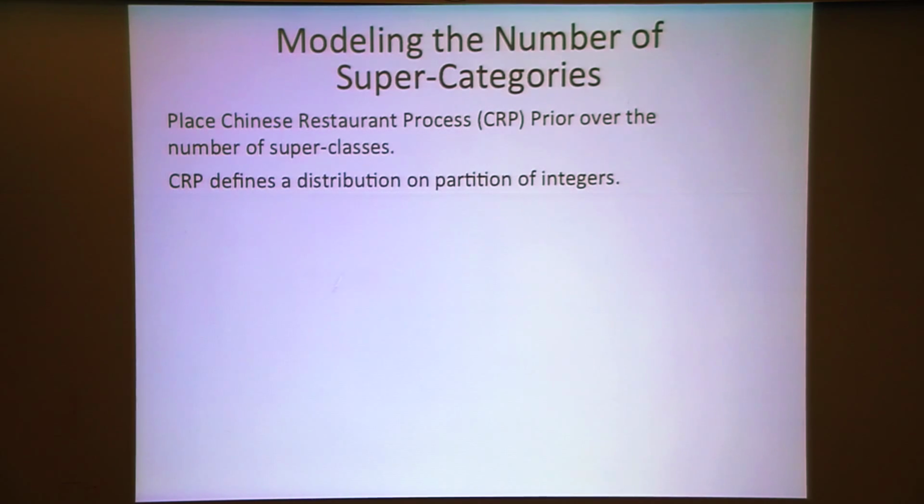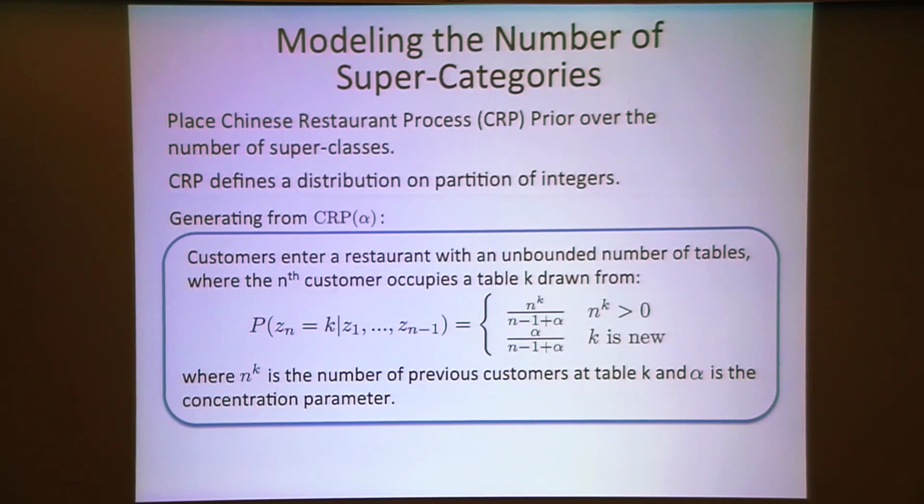It's a prior over partitions of integers. So you can think of this Chinese restaurant process as defining a distribution over partitions of integers. It's a fairly simple prior to use, and it works fairly well in a lot of cases. The idea is the following. You can think about the CRP as the following.